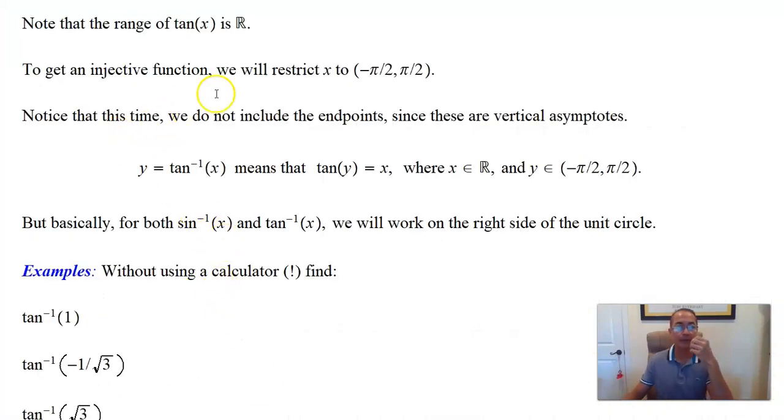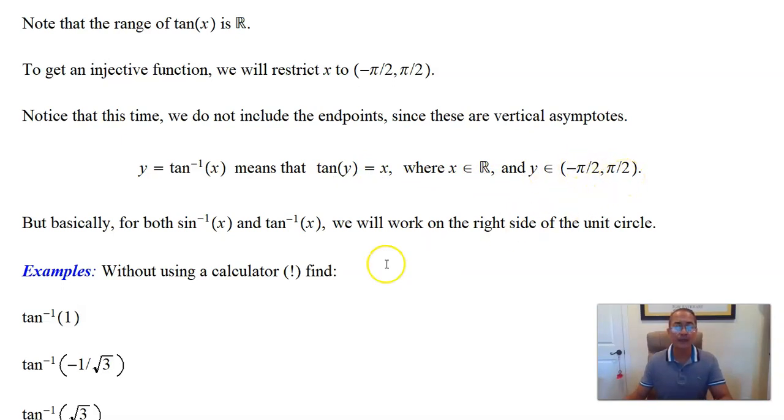Okay, so let's summarize here what we did for the tangent function. We restricted it from minus pi over 2 to pi over 2. So in that restricted domain, the range is still all real numbers. But we should not include the endpoints because we get vertical asymptotes at those points. So this time, instead of closed minus pi over 2 to closed pi over 2, we now have an open interval. y equals arctangent of x means that the tangent of y must be x. x is any real number, but y must be an angle between minus pi over 2 and positive pi over 2.